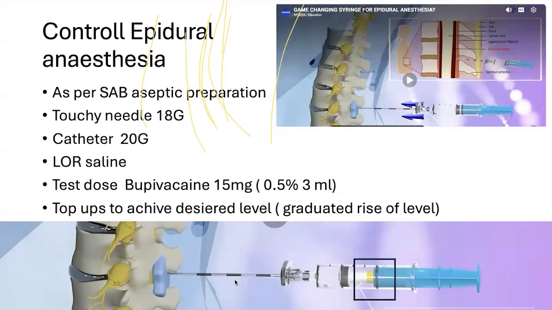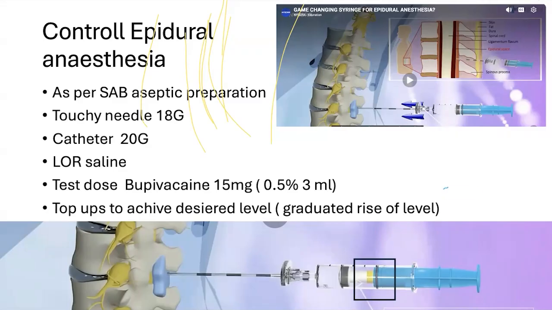So let's talk a little bit about controlled epidural anesthesia. It's very important for us to know this, because most of the patients who are having cardiac issues, we go for controlled epidural anesthesia, and the skin preparation is the same as for spinal anesthetic.